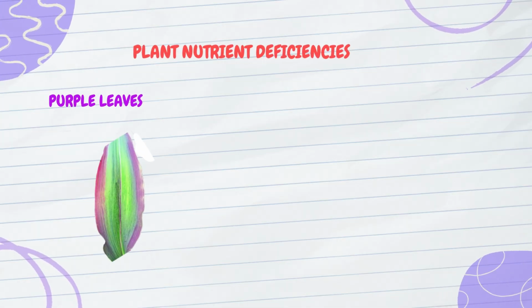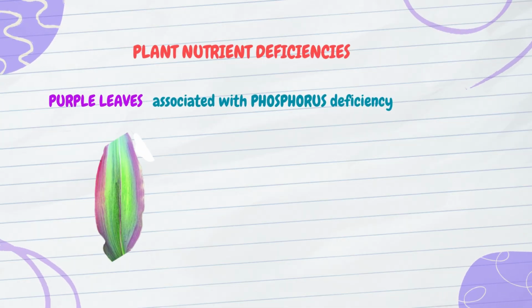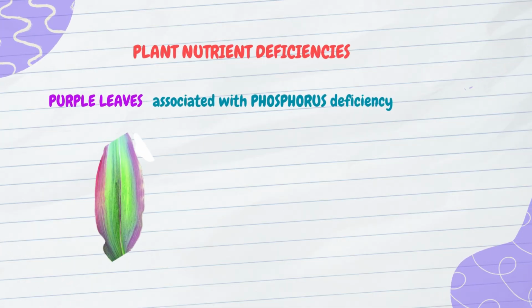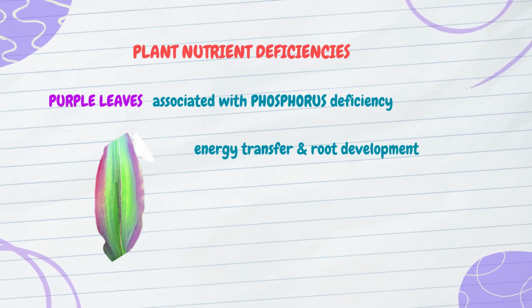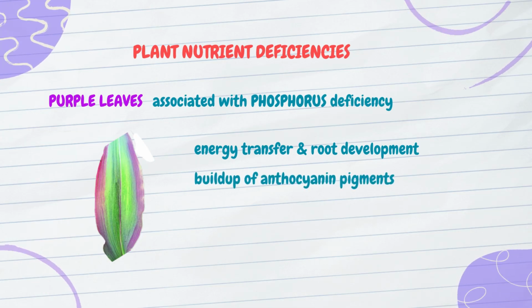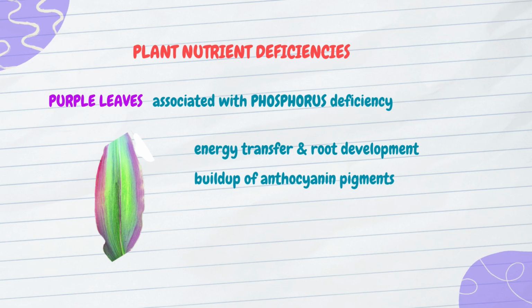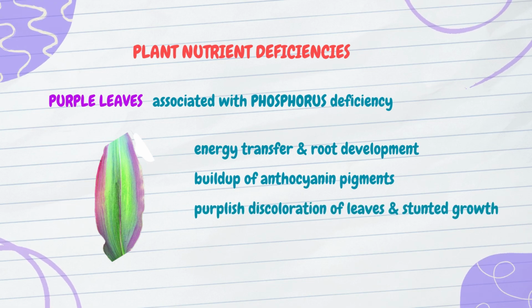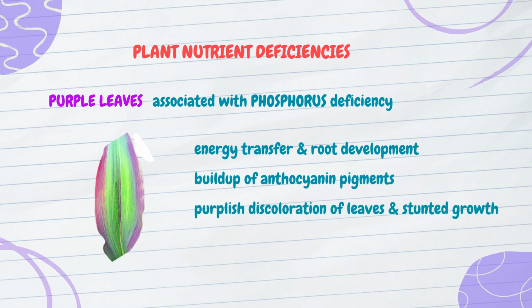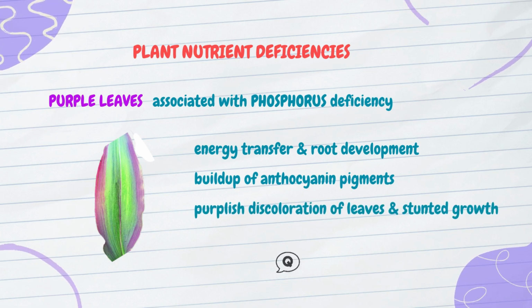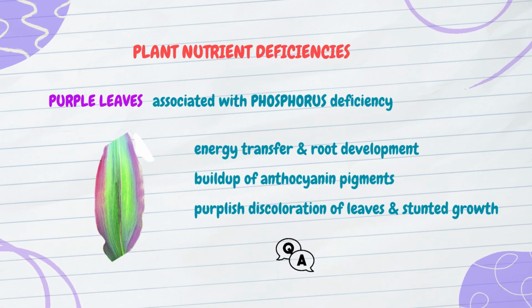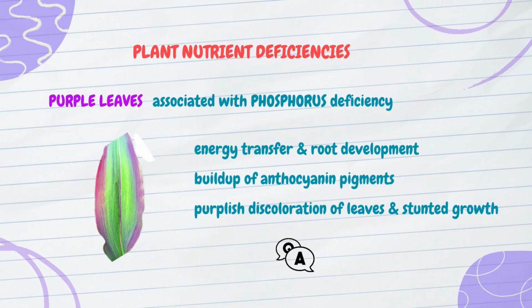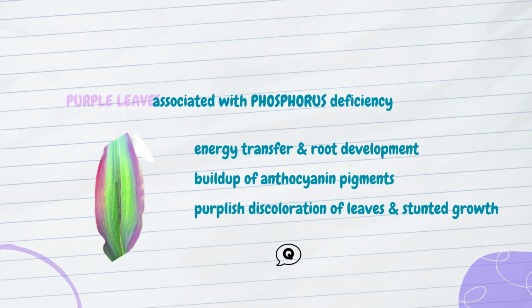Purple leaves. Purple leaves is associated with phosphorus deficiency. Phosphorus is essential for energy transfer and root development. Deficiency often causes a buildup of anthocyanin pigments, leading to purple leaves. Symptoms include purplish discoloration of leaves and stunted growth, especially in older leaves. Another challenge. Ever noticed purple leaves in your garden? Try checking if the weather is unusually cold. Phosphorus uptake slows down in low temperatures.